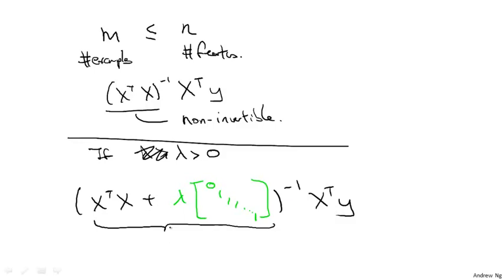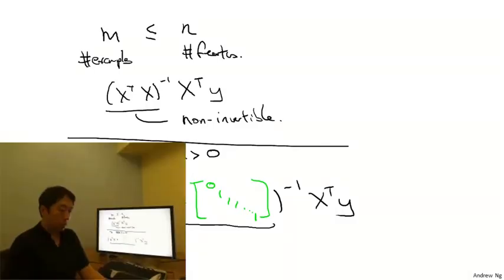So to wrap up, you now know how to implement regularized linear regression using either gradient descent or the normal equations. And using this method, you'll be able to get around the overfitting problem, even when you have a large number of features relative to the number of training examples.